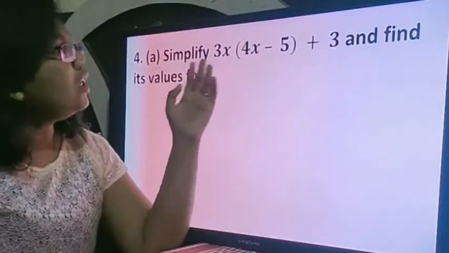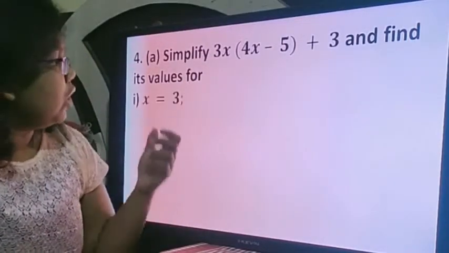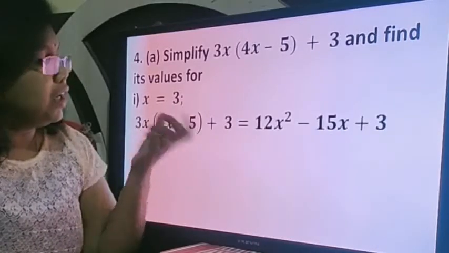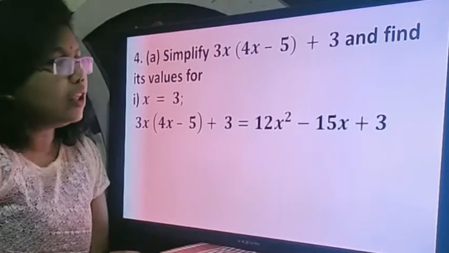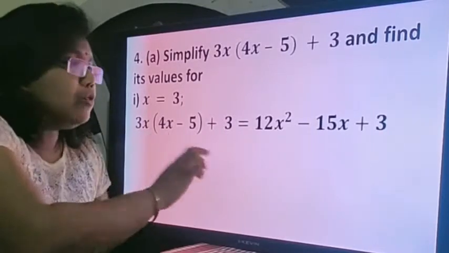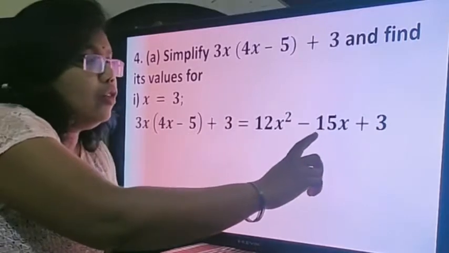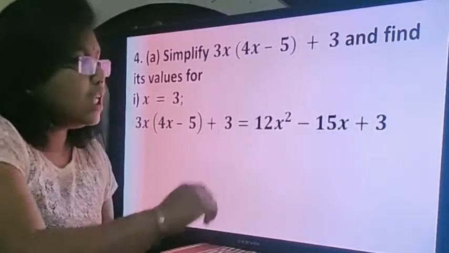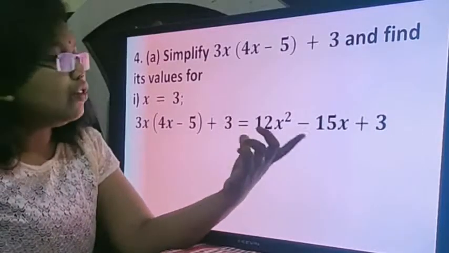Now here the question asks us to simplify and then we would solve. So while simplifying, we just multiply the monomial by this binomial and then leave the plus 3 as it is. So 3x multiplies 4x, you get 12x square. 3x multiplies minus 5, you get minus 15x, and plus 3 as it is. Now this is our solution for this one.